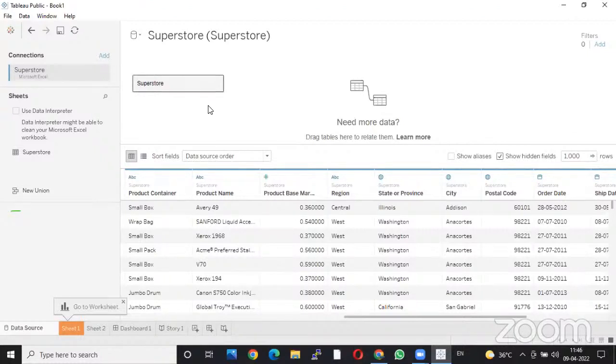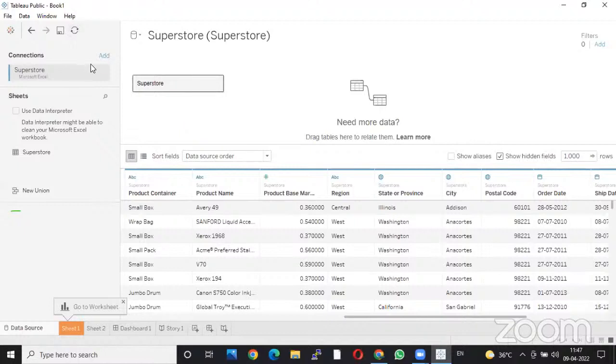So that type of joins can be performed in Tableau as well. If you have any common field or a common attribute, you can make a connection and do the analysis. So this is the data source interface where you can connect multiple sheets and use them for analysis.